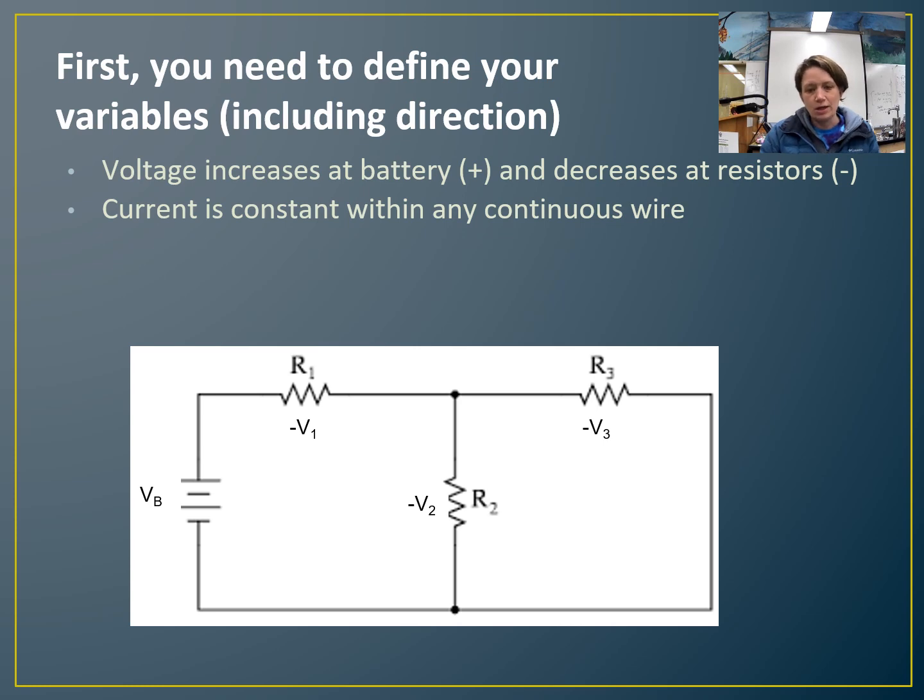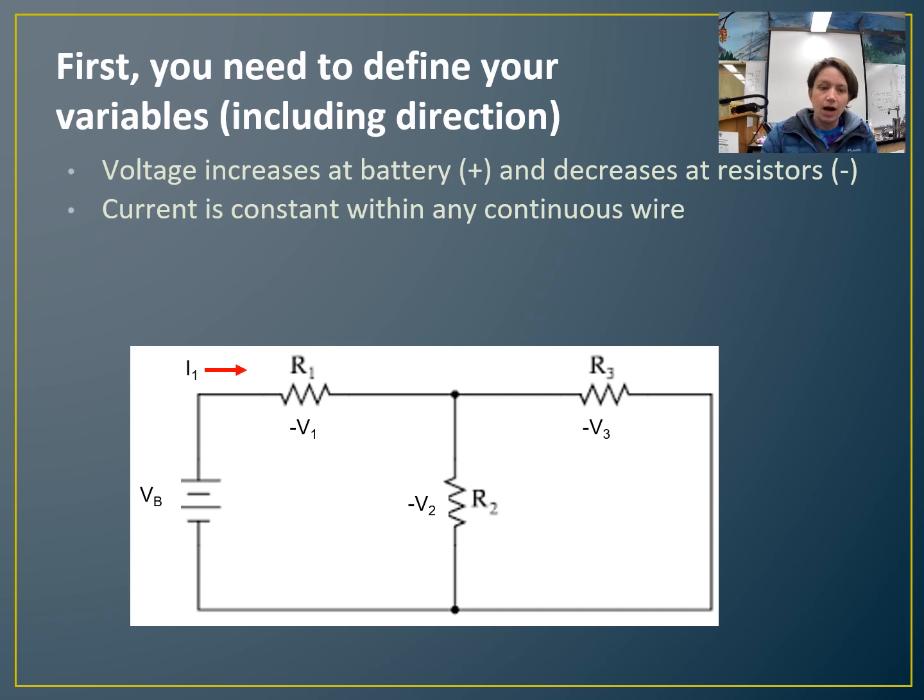The current in the circuit is another variable that we need to define. The current should be constant in any continuous wire, right? Because of conservation of mass, we're not allowed to gain or lose electrons. So we just need to define as many different currents as we have paths in our circuit.